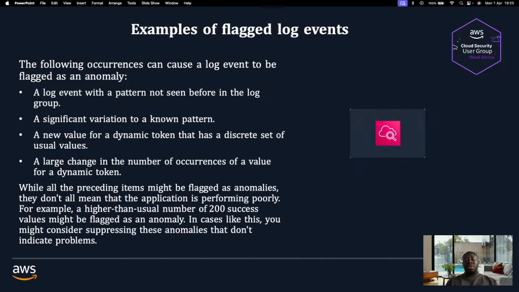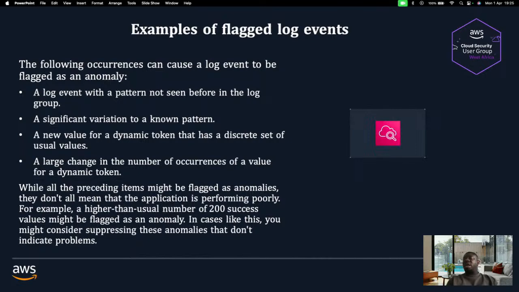Now, once there is a significant deviation from the baseline value, such an event is going to be flagged. A new value for a dynamic token that has a discrete set of usual values is going to be flagged. A large change in the number of occurrences of a value for a dynamic token is going to be flagged. So these are examples of events that are usually flagged.